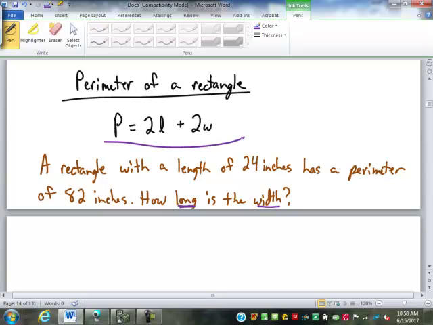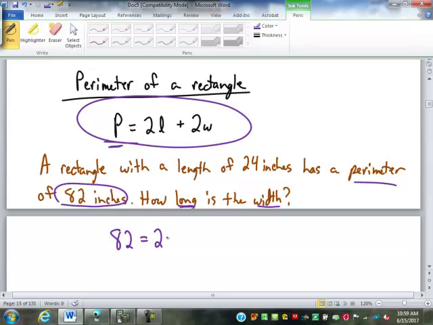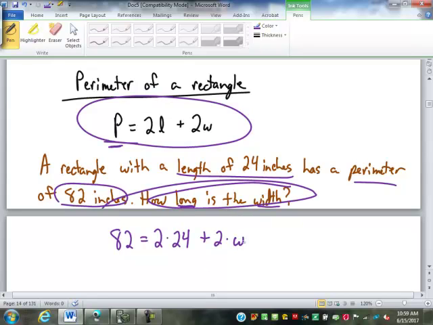So we're going to use our formula here. P equals 2L plus 2W. Do we know anything about P? It is 82. So we put P in for 82. 2 times the length. Do we know anything about the length? 24 inches. It's 24. Plus 2 times the width. Do we know anything about the width? No, that's what we're trying to find, how long is the width. Has to be something in here that's unknown, otherwise not much for us to do.